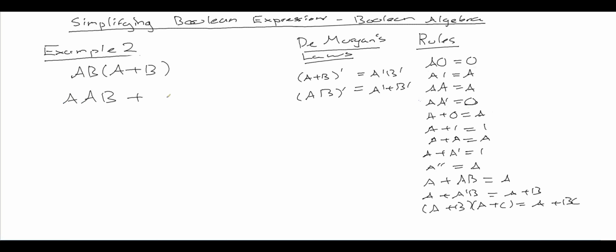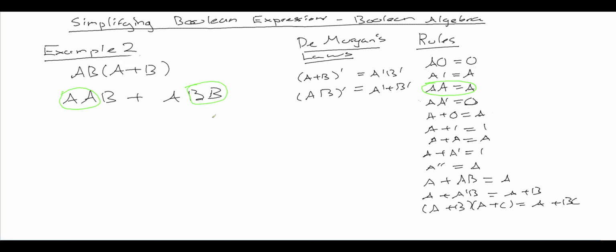So I get A and B, or A and B and B. Then we can spot two occurrences of one of our rules. So this rule here is occurring twice in our expression, here and here.